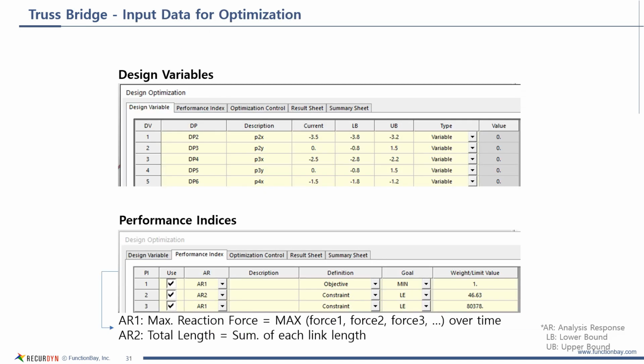This page shows how the variables and performance indices were input. dp2 is x point of P2 and dp3 is y point of P2. LB means lower bound and UB means upper bound. Since they can be changed, the type is set to variable. For performance indices, AR means analysis response. AR1 is the max reaction force. The max force is calculated over time. The goal is to minimize AR1. AR1 is also used as a constraint. AR2 is the total length. That is the summation of all the links, which must be smaller than 46.63.